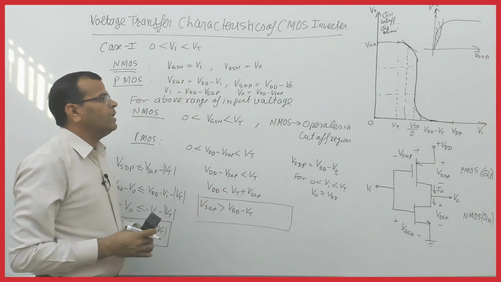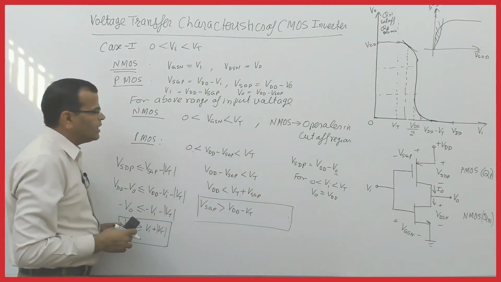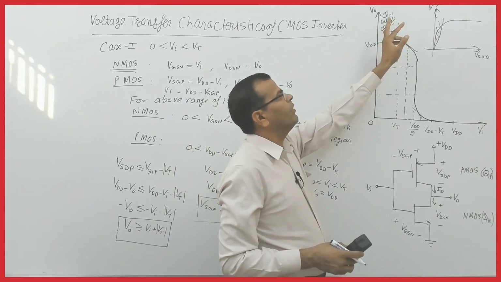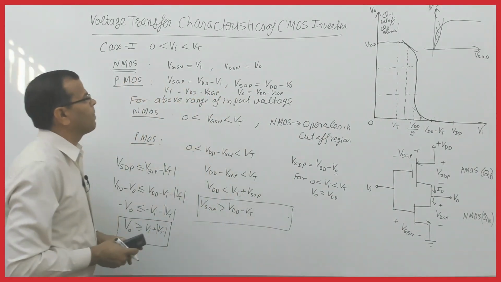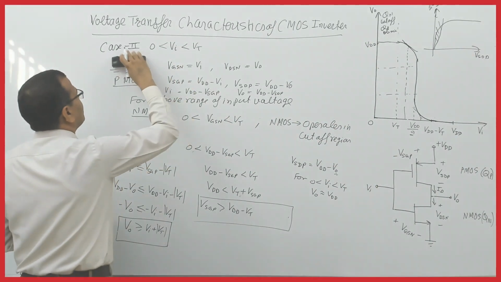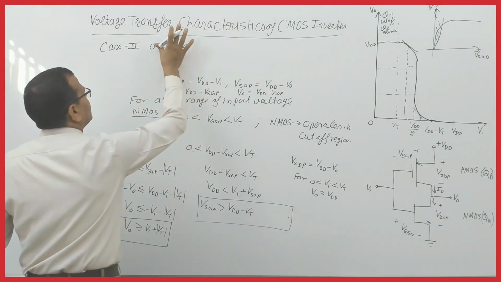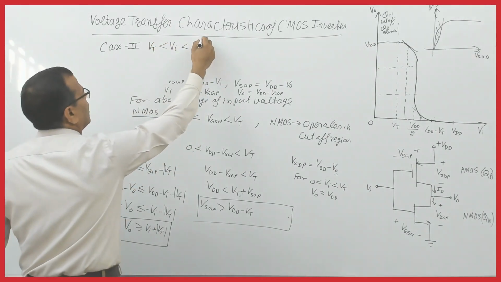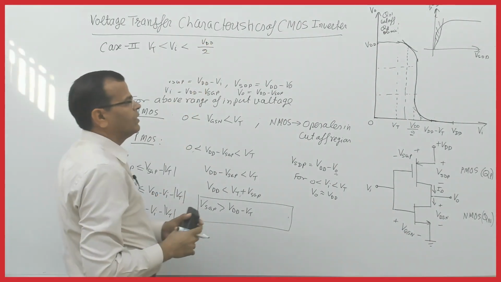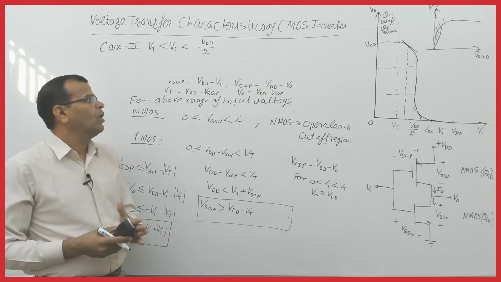Fine. And if input voltage is between Vt and VDD by 2, your operation of Qn will change. How? Let us see that. Let us see case 2. In case 2, input voltage is between threshold voltage and VDD by 2. This range of input voltage from here to here. For this range of input voltage, what will happen?